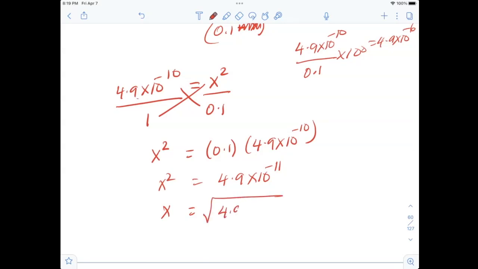So the square root of 4.9 times 10 to the negative 11. Okay, where is the square root on my calculator? It's kind of dark. Is the light on in here? Oh my goodness. I think this is it, right? Square root of my answer. Okay, so I'm getting 7.6 times 10 to the negative 6.